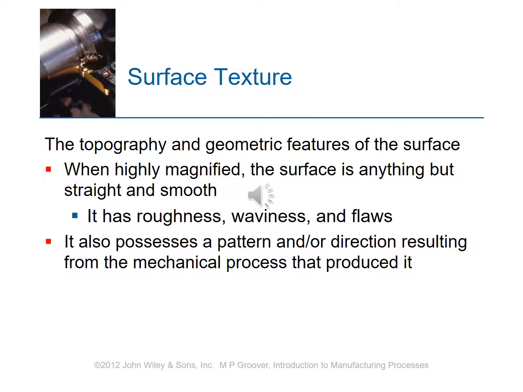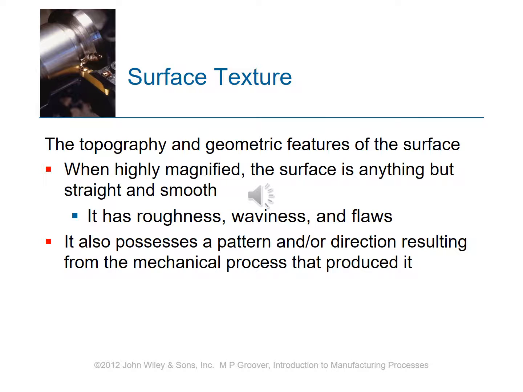So we're worried about surface texture. The topography, in other words, we're worried about the physical properties of the surface, and geometric features, in other words, the shape of the thing. When very magnified, anything but smooth and straight. They look rough. They look wavy. It looks like a piece of the desert or something sometimes. Well, they vary from product to product.